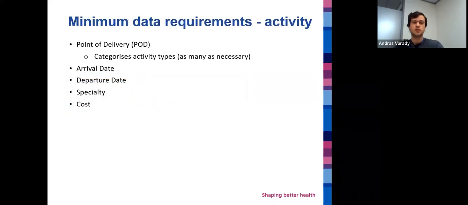The way that this table looks is that you have some points of delivery, or POD, columns, which are basically just character vectors that categorize the activity types. The first column could be secondary care, and then a second column might explain what type of secondary care it is, A&E, an elective operation, etc. And then we also need the arrival and departure date, specialty, and the costs, which we can then later aggregate to do some more number crunching.